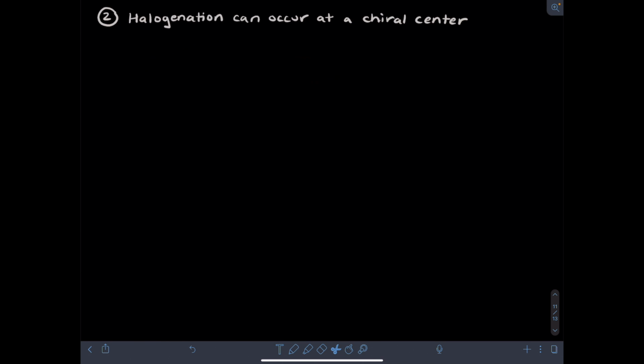Halogenation can occur at chiral centers as well. So let's consider the following alkane chiral starting material. And this is undergoing radical bromination. I want to identify the most stable radical intermediate that could form upon hydrogen abstraction, and that would be this tertiary position.